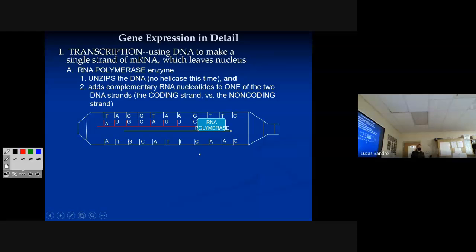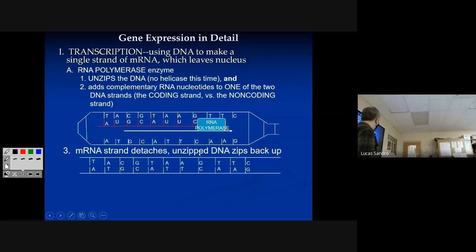Big difference here between replication, that we already drew, and transcription is that the DNA isn't getting changed at all. The DNA is just going to zip back up. And remember that mRNA isn't quite as sticky as DNA. What's going to happen here is that mRNA is just going to peel off and separate while the DNA zips back up. And we wind up with this separate single strand of messenger RNA we call the primary transcript.